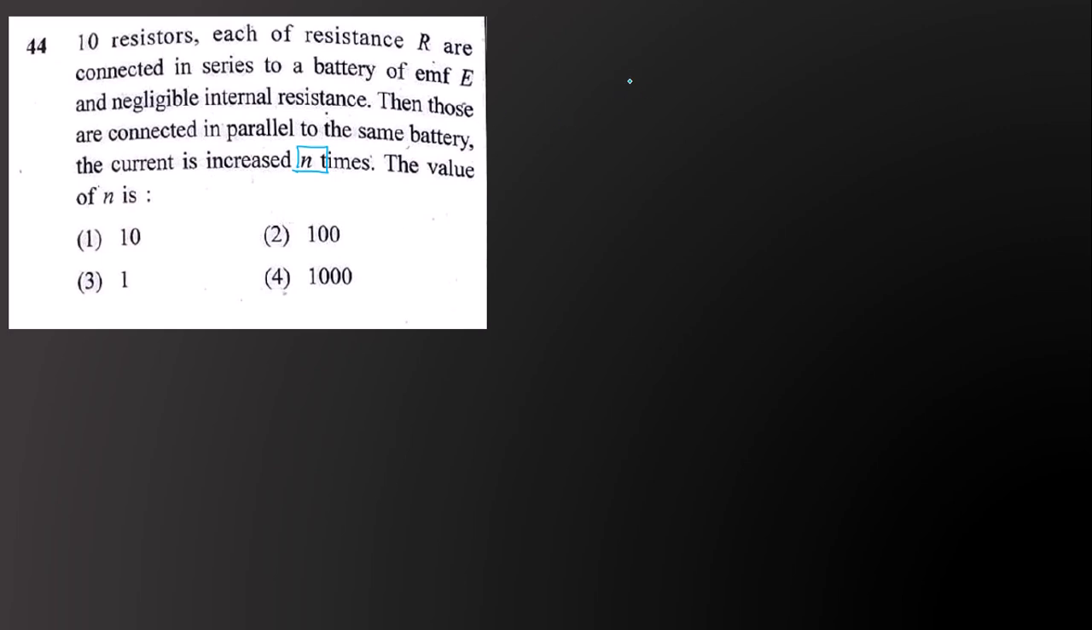there are 10 resistors according to the question, and the current relation is given. So current equals net EMF divided by the equivalent resistance. In the first case, all the resistors were connected to the battery in series, therefore it will be equal to 10 times R.